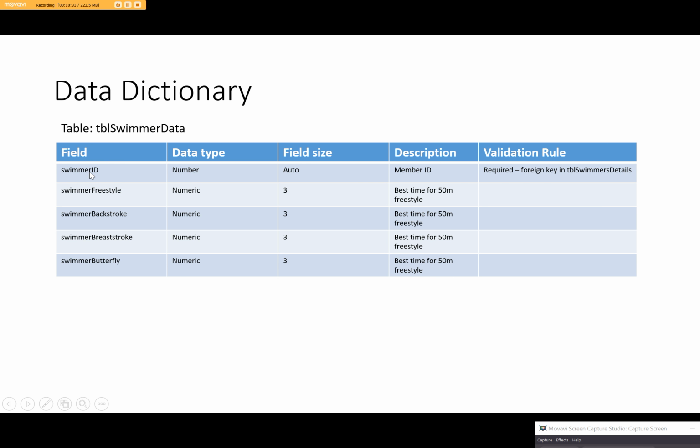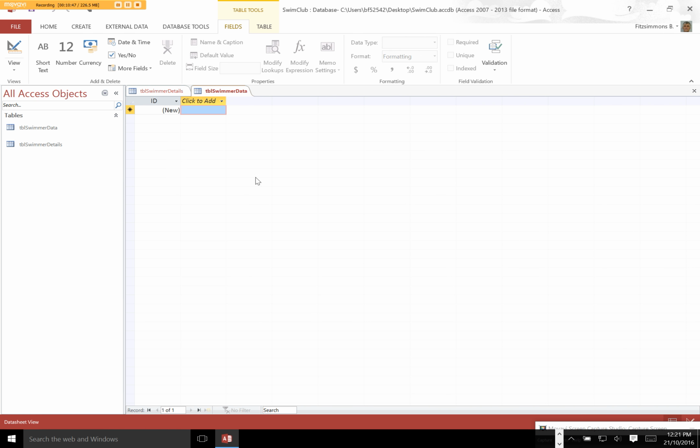So it's got swimmer ID. Well, we've already got that, but we're actually not going to create new ones. I'll show you how to link those in a second. But swimmer, freestyle, backstroke, breaststroke, butterfly, they're all going to be numeric, all field size 3. That's required, but the others aren't necessarily required because they may not have had a best time yet.